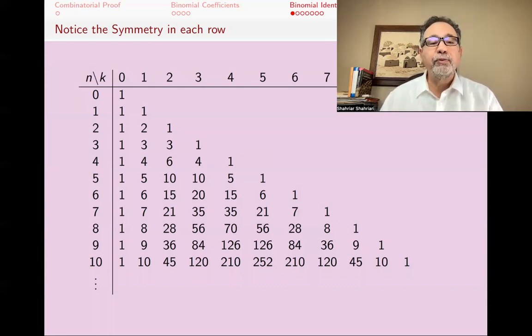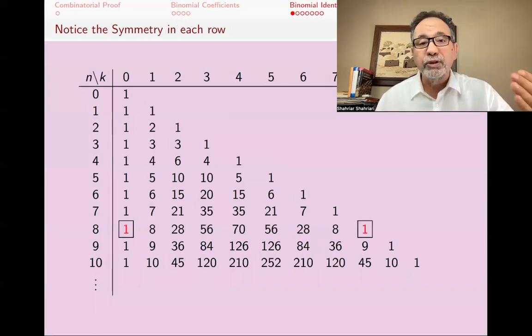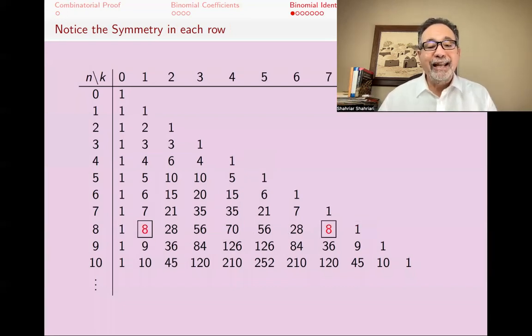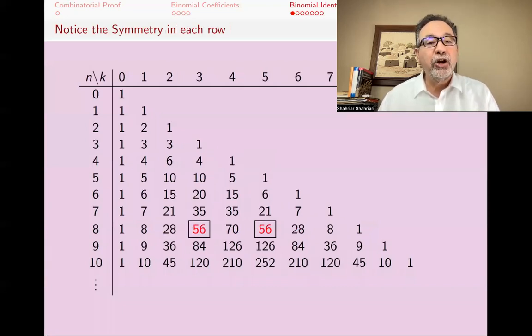Okay, so we now want to find patterns in this table of binomial coefficients, and we see some. For example, we see the symmetry in each row. If you look at the 8th row, again, rows start with 0, go down to 8, the 2 extremes are 1, and then as you come in, you get 2 8s, and then 2 28s, and 2 56s. There's this symmetry, and that happens in every row.